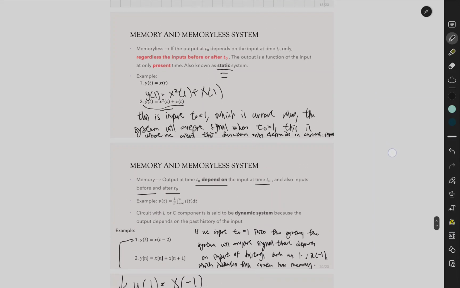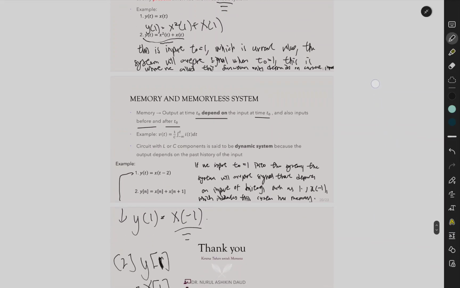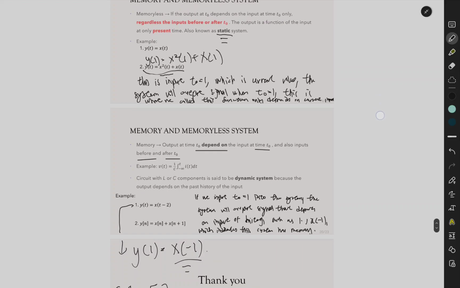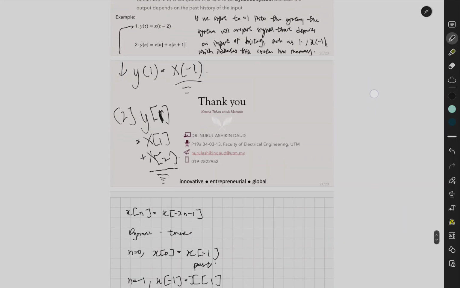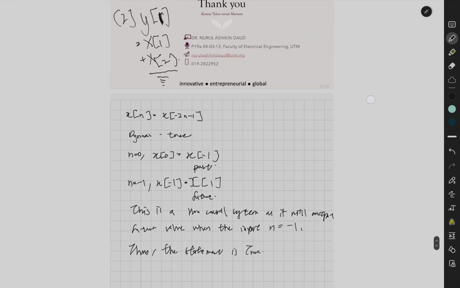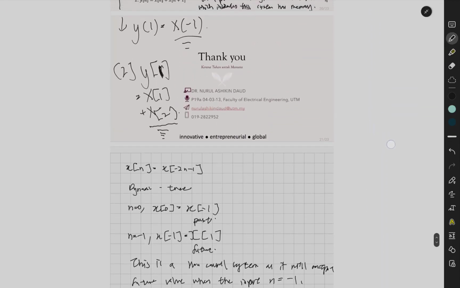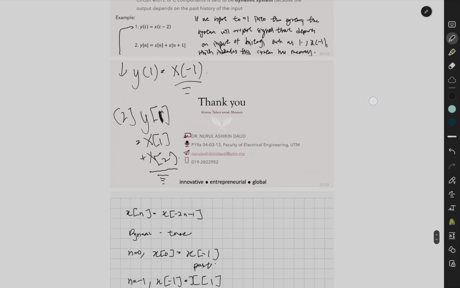Let's say 0, 1. This is a memory system, because if we substitute 0, 1, the function will output the signal when time is equal to 2 seconds instead of 1 second. Okay, so I think that's all for the types of systems.